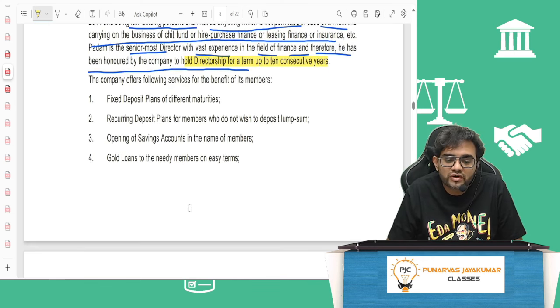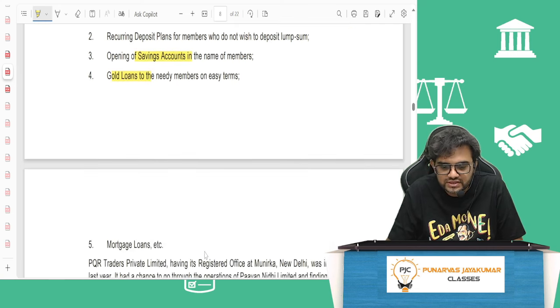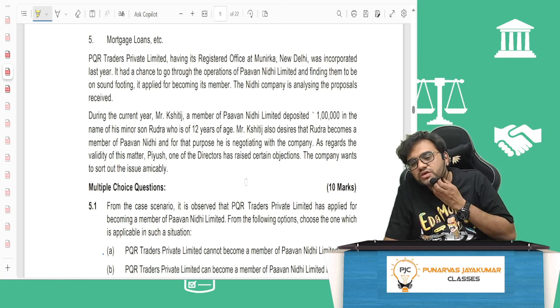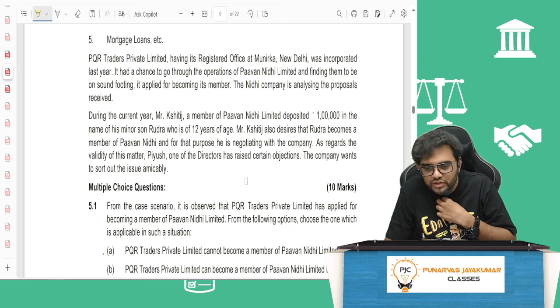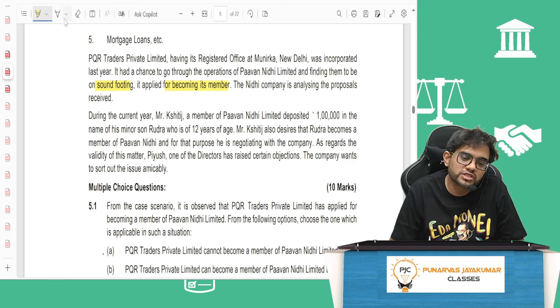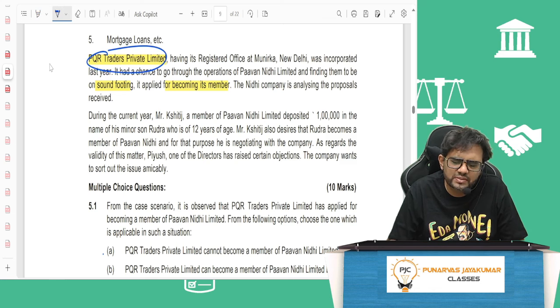The company offers following services for the benefit of its members: fixed deposit plans, recurring deposit plans, opening of savings account, gold loans, and mortgage loans. PQR Traders Private Limited, having a registered office at Munirka, New Delhi, was incorporated last year. It has a chance to go through the operations of Pawan Nidhi and, finding them to be on sound footing, applied for membership. So the pressing question is, can a company become member of a Nidhi company?